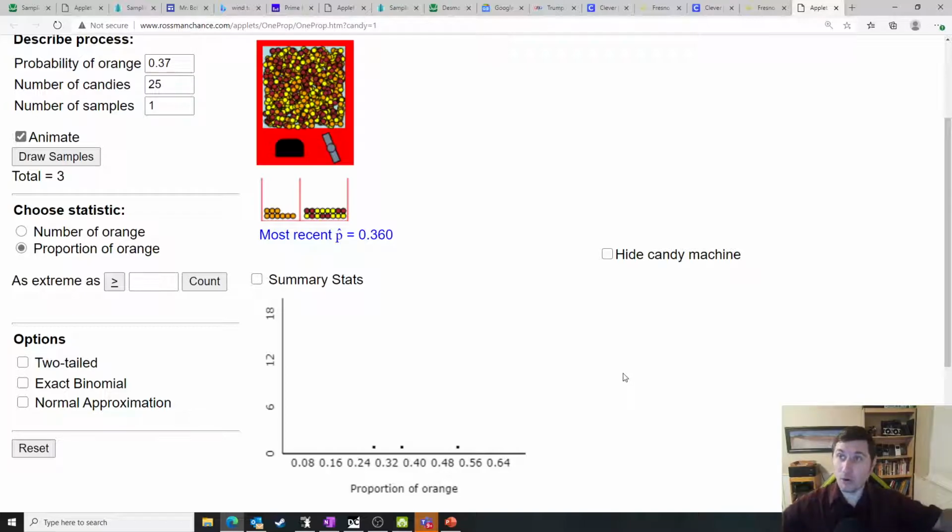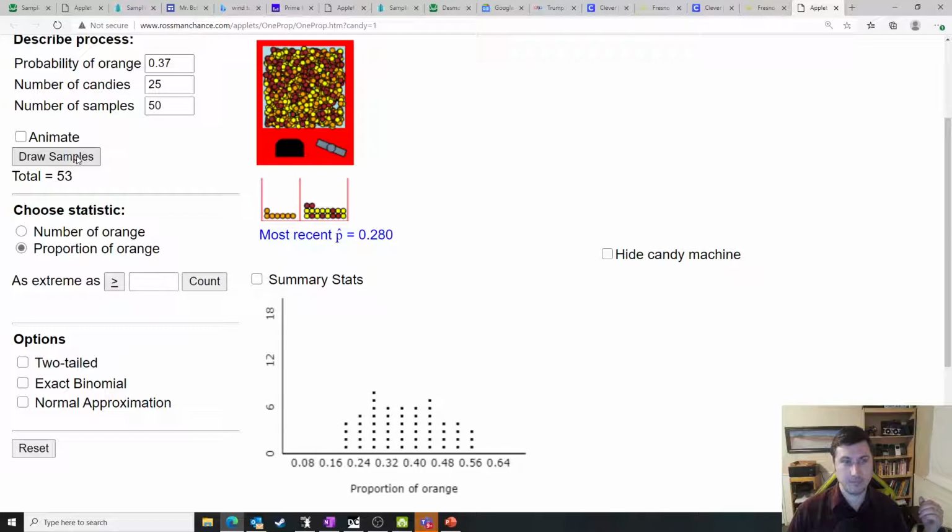And we do that over and over and over again, but we don't animate it. Let's do 50 samples. Much faster. Here we have our sampling distribution. It shows the distribution of all the samples and the shape it takes. Now again, each dot is not an individual. Each dot is an entire sample. And we keep going.